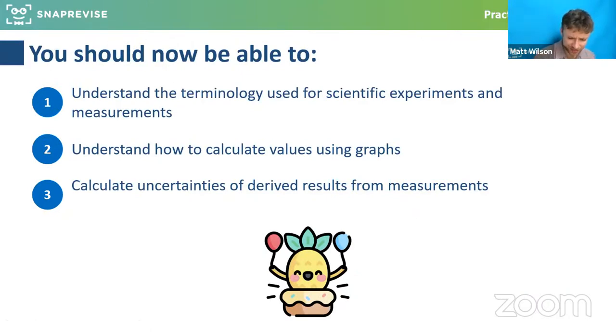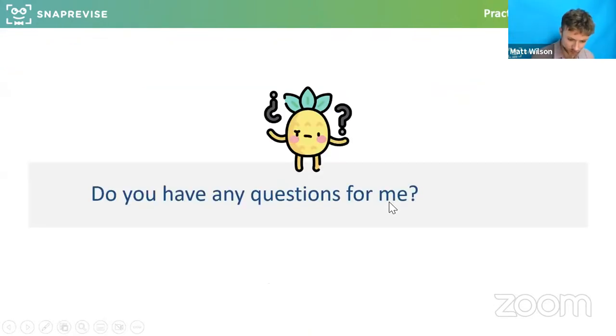You should now be able to understand the terminology used for scientific experiments and measurements. So what did we see? We saw precision, accuracy. We saw independent variables and dependent variables and control variables. We looked at how to calculate variables using values, using graphs, typically using the gradient. In some other experiments, you might end up using the area. And then we calculated uncertainties of derived results from measurements. So in particular, we learned how to put uncertainties into a formula, such as one where things are multiplied together to find new uncertainties. Okay, so hopefully that's all making sense.